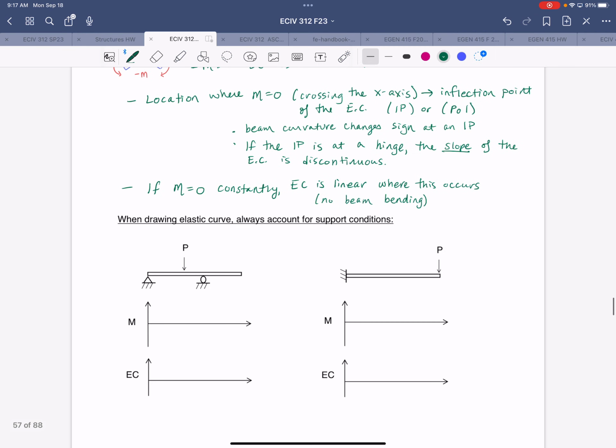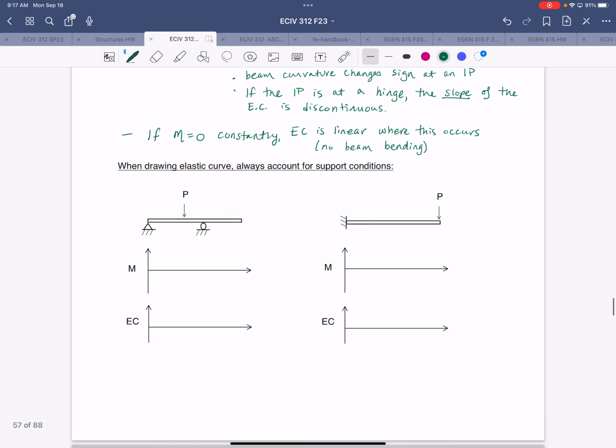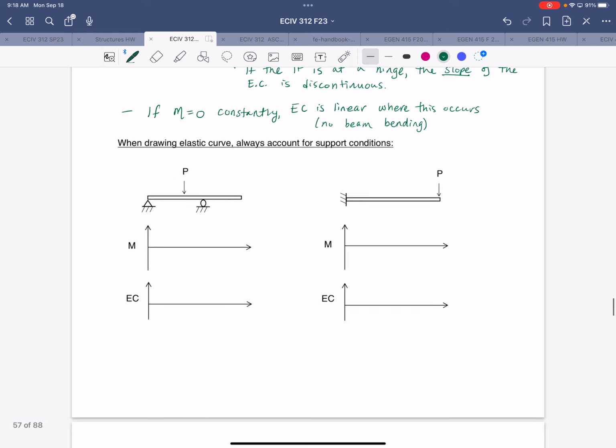All right, so if there is no moment, there is no beam bending at that point, right? So it follows that there shouldn't be any curvature and the beam deflection will be linear. When drawing the elastic curve, it's really important that you always make sure to account for the support conditions. All right, so we'll do a couple of very basic examples right here.